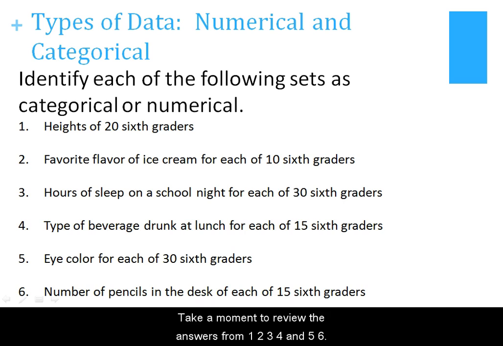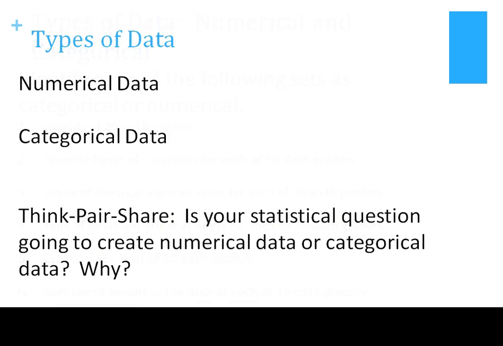Take a moment to review the answers from 1, 2, 3, 4, 5, and 6, and differentiate the differences and similarities between numerical and categorical. If you recall the statistical question you wrote, the one that you left down in the comments, is it numerical or categorical when you collect your data? Think about it. Is your statistical question going to create numerical data or categorical data, and why?